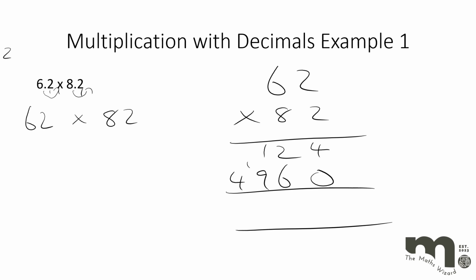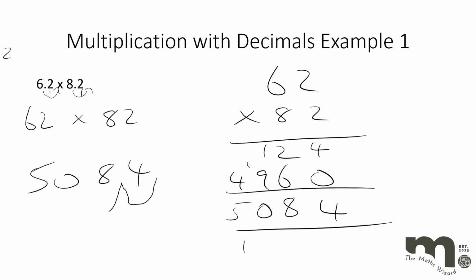So we've now got to add up each column. 4 add 0 is 4. 2 add 6 is 8. 1 add 9 is 10. So we carry our 1 over there. And then 4 add 1 is 5. So we've got 5,084. So we're now going to move our decimal point back twice. So we're going once, twice. So our final answer will be 50.84.